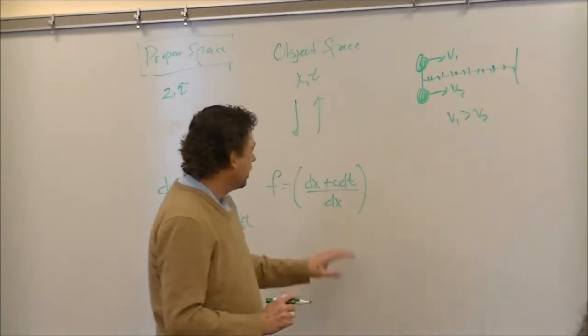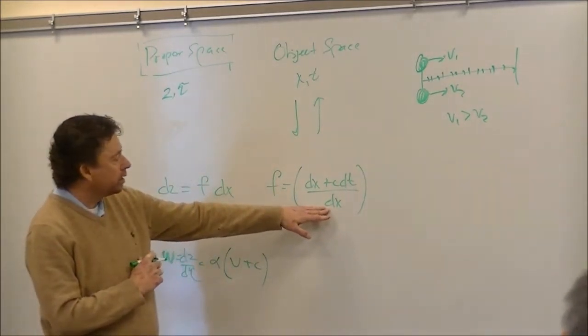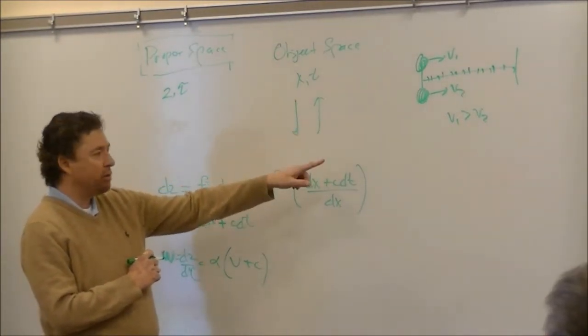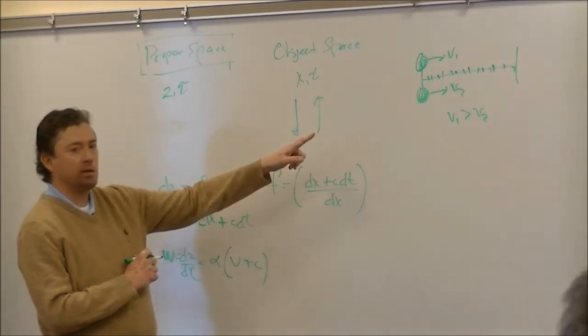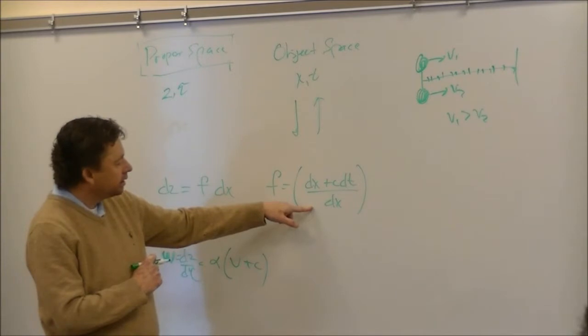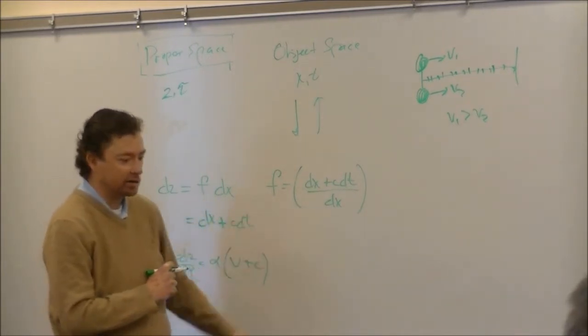The reason that we use this ratio is because we can't actually count the points, because the number of points in any interval is always infinite. So we use this ratio of infinities, which I thought is a little clever, to create the scale factor.